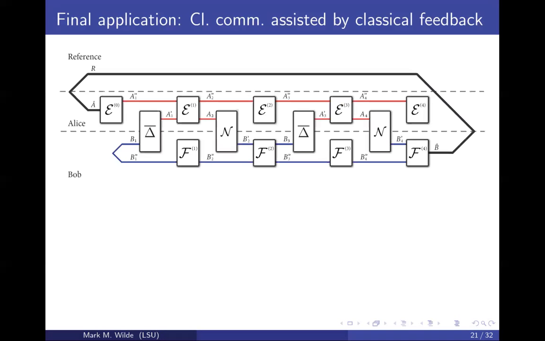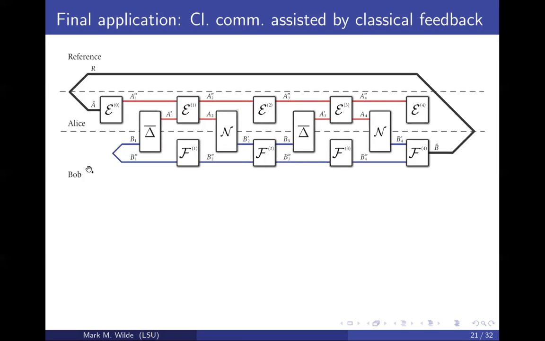Let's talk about the final application. So this is going to be the classical capacity assisted by classical feedback. What I'm doing now is, this right here is a classical feedback channel from Bob to Alice. And this is a point-to-point channel from Alice to Bob. And so this is what a scheme looks like for classical communication over a point-to-point channel assisted by a feedback channel. And this is 2 uses of the forward channel and 2 uses of the feedback channel.